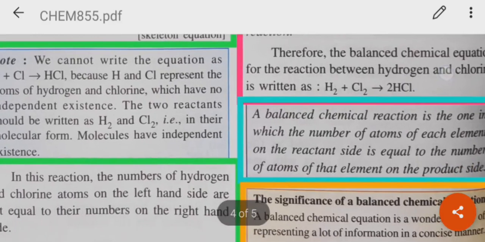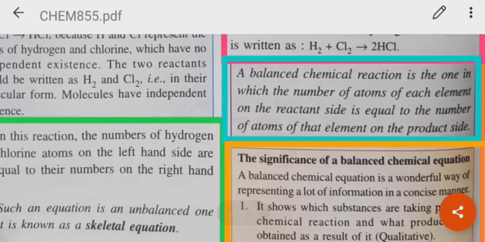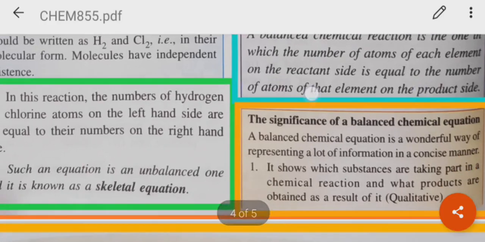So, how are we going to balance this equation between hydrogen and chlorine to form hydrogen chloride? If we multiply HCl by 2, hydrogen atoms becomes 2, chlorine also becomes 2. So, now it is balanced, in which the number of atoms of each element on the reactant side is also equal to the number of atoms on the product side.